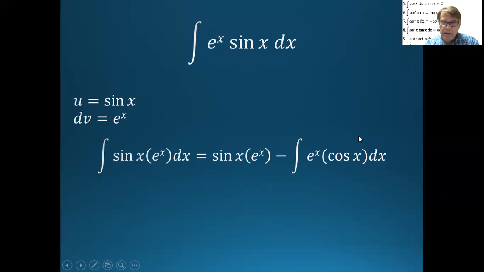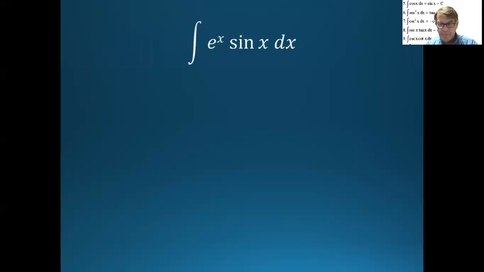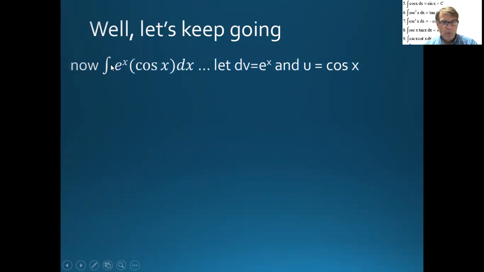All right, so let's keep going. Let's take this expression here, and let's see what happens when we integrate it by parts. It's a sub part of what we're trying to integrate. So let's let dv equal e to the x again, and let's let u equal the cosine of x. Remember the integral of u dv. So we're going to let this equal dv, and we're going to let cosine equal u.